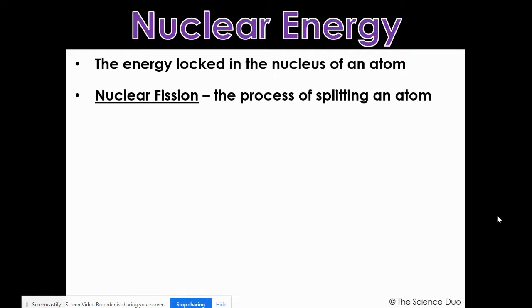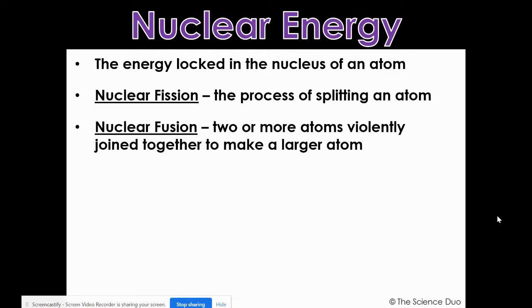Then we have nuclear energy. This is the energy that's locked inside the nucleus of an atom, just one atom. And nuclear fission is the process of splitting it apart, taking apart those subatomic particles and breaking the bonds that hold them in the nucleus of the atom. Nuclear fusion is where two or more atoms join together to make a larger atom, and it has to be under a lot of heat and pressure, and atoms have to be moving really fast in order to have a joining together. And that takes place in the sun.